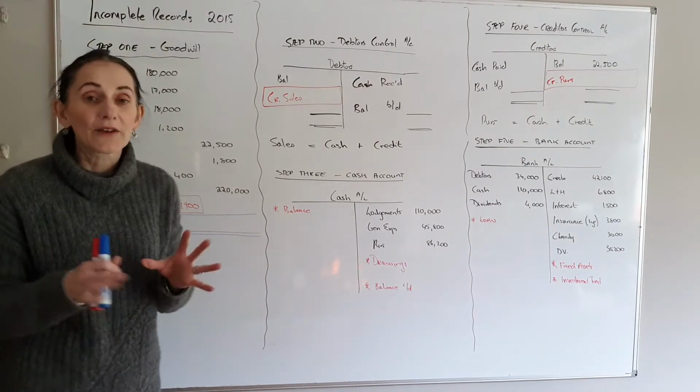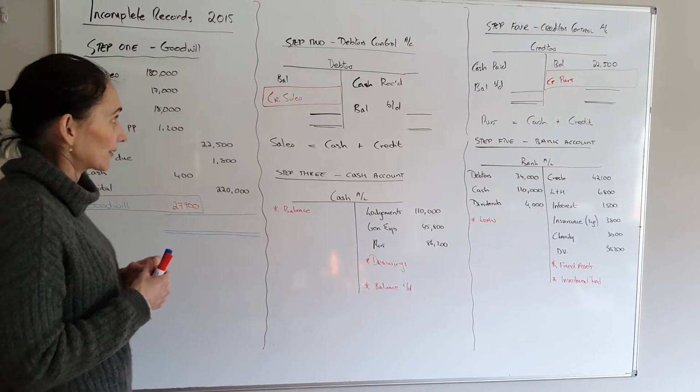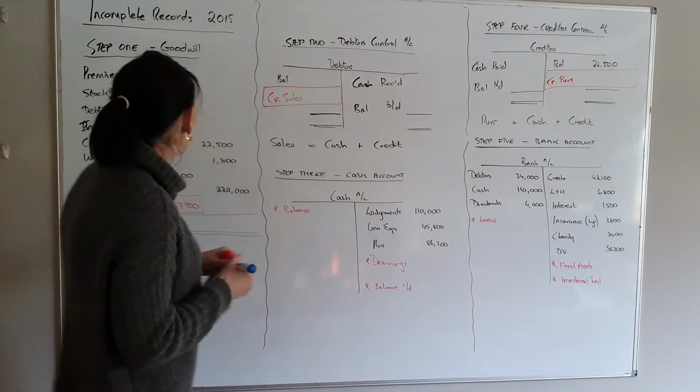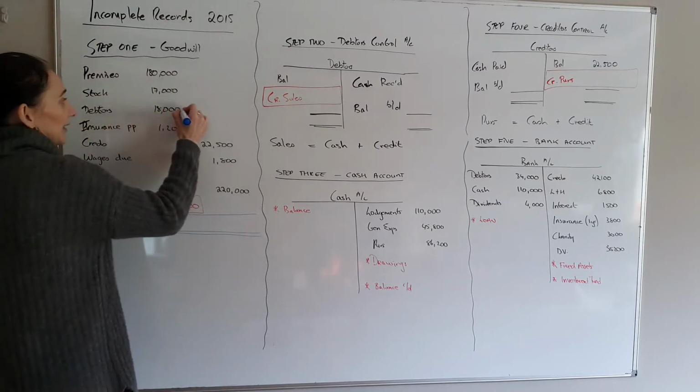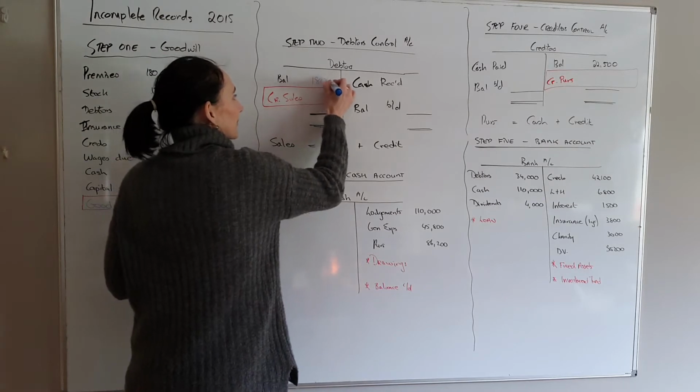Step 2, and they don't have to be in this order, it's just the order I'm doing them in. I want you to do your debtors control account. Your debtors control account starts off with the balance. Where do you find the balance from? It's from what you had at the start. So that's that 18,000 being used.